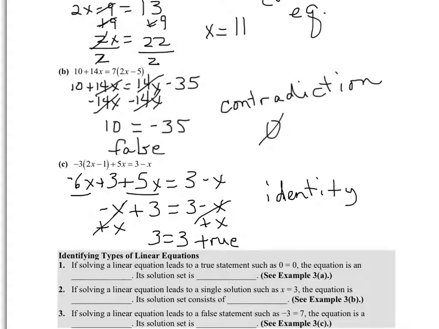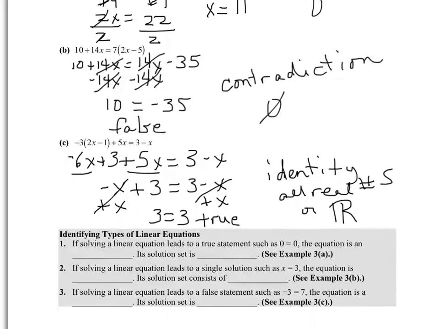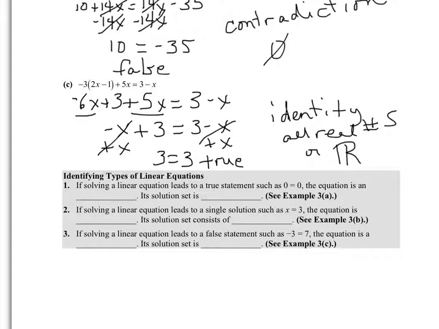I can use anything, and the left side will equal the right. That would mean that our solution is all real numbers, or you can write it with the symbol for the set of real numbers, which is a capital R, but the vertical line has double bars in the capital R. So those are the three types of equations that you can have when you're working with linear equations.